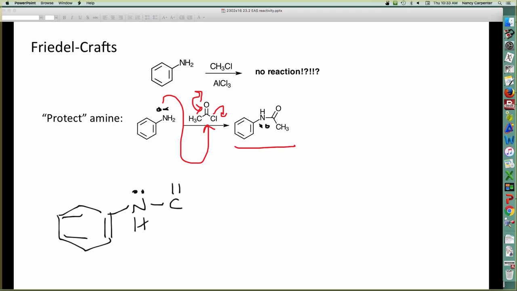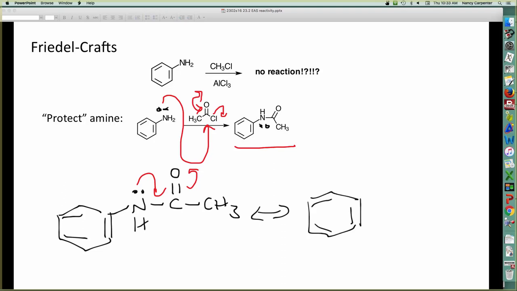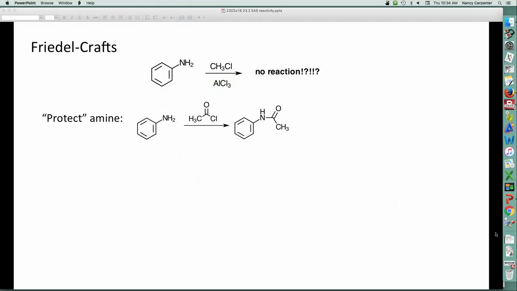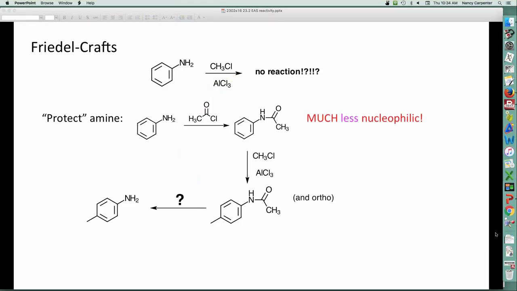And that is because it is happy to share the lone pair into the carbonyl. So I've got this going on. Which means it's not nucleophilic enough to end up being attacked by the aluminum trichloride. And in fact, I can then carry out my Friedel-Crafts reaction.